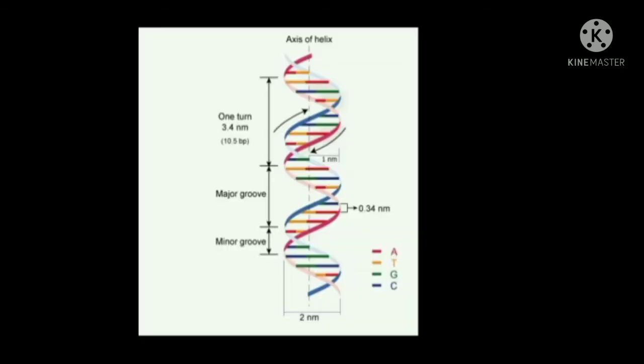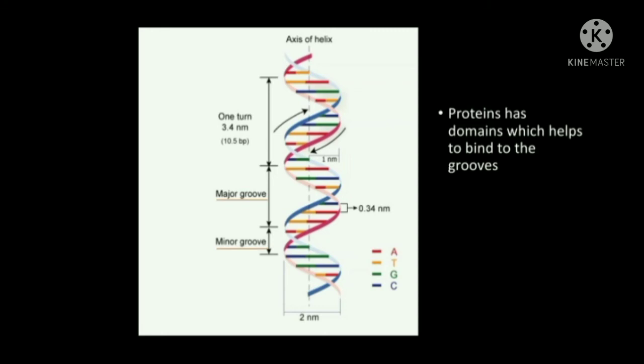On the outer surface of the double helix, if you look keenly, you can see that the spaces between the adjacent turns of the helix, which form grooves, are of different widths. The one is much wider and it is called the major groove. The other one is much narrower and it is called the minor groove. This feature of the DNA has a very important function. The proteins which bind to the DNA have domains which can fit into these grooves. So, this helps in protein binding.